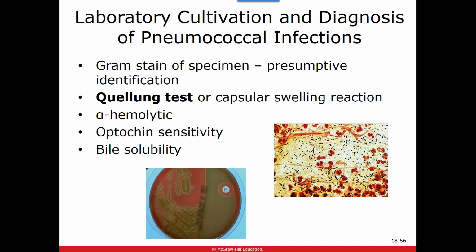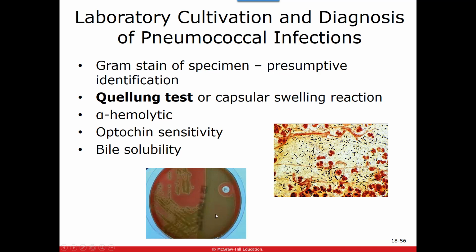But we notice that this bacteria, it is a greenish color. That's an indication of alpha-hemolysis. But the bacteria doesn't grow anywhere near this antibiotic, which means it's sensitive to the antibiotic. This bacteria is also soluble in bile. So if we put this bacteria in some bile, it would dissolve.